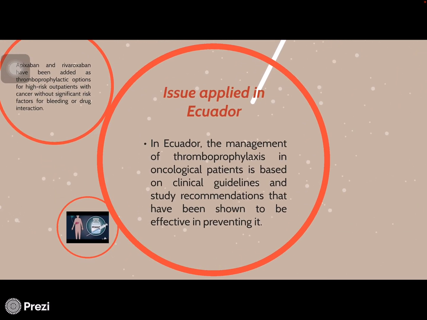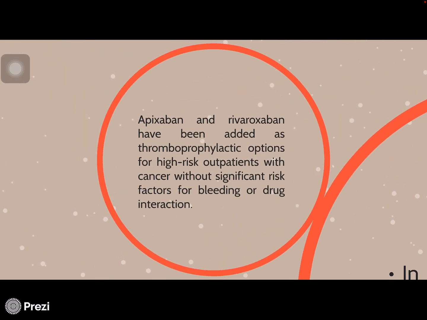About the issue as applied in Ecuador. In Ecuador, the management of thromboprophylaxis in oncological patients is based on clinical guidelines and study recommendations that have been shown to be effective in preventing it. Apixaban and rivaroxaban have been added as thromboprophylactic options for high-risk outpatients with cancer without significant risk factor for bleeding or drug interaction.